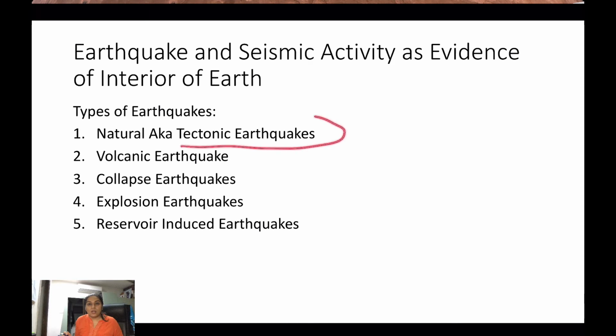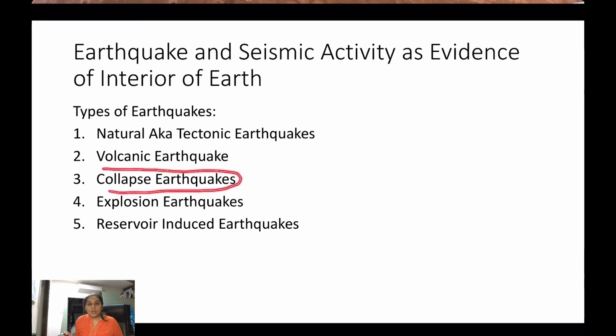The tectonic earthquake is when there is movement in the lithospheric slab, but not necessarily there is a volcanic eruption. So that also releases certain energy, which generates some vibration. Another type of earthquake is a man-made earthquake. Man-made earthquake include the collapse earthquakes.